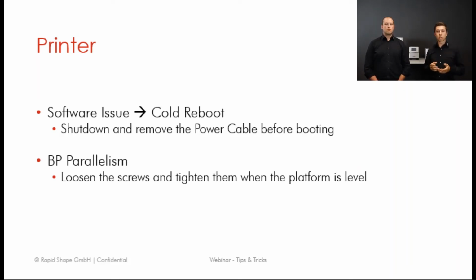And also you can see there's a small tip below the build platform topic: loosen the screws and tighten them and the platform is level. What we want to tell you with this is that sometimes you're stuck with the platform parallelism because you've done so many things and each corner is so weirdly adjusted that you won't find a proper way to do this. So it might be the easiest way to loosen the screws, especially the small ones, not completely out of the platform, but so far back that you can put the platform directly in contact with the top piece of the platform.